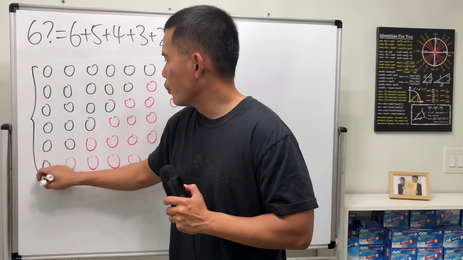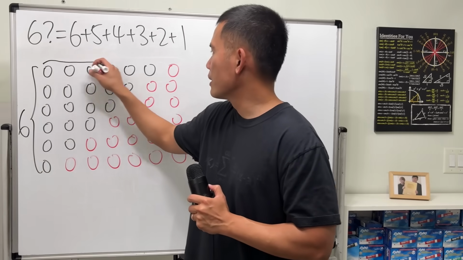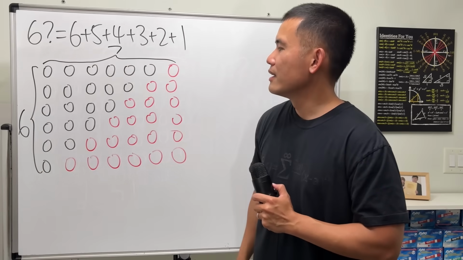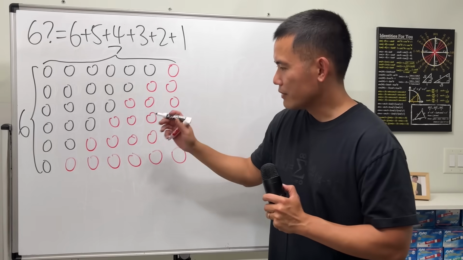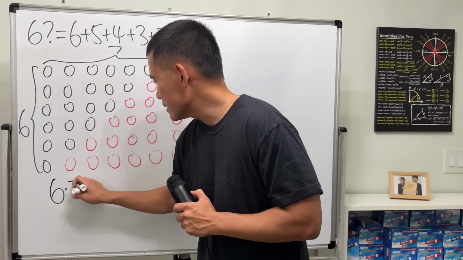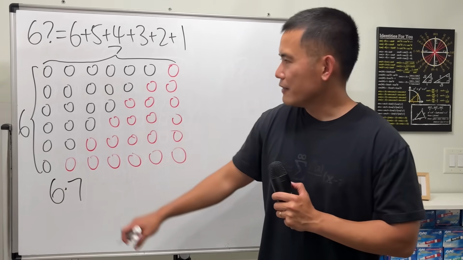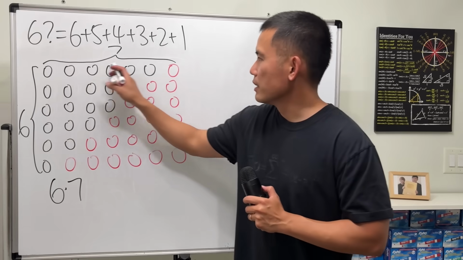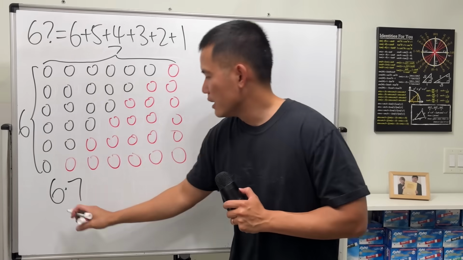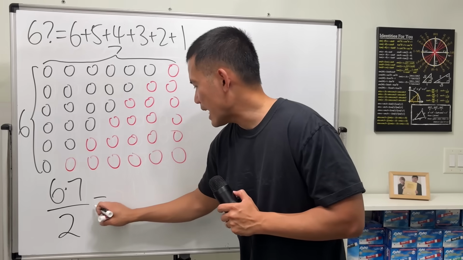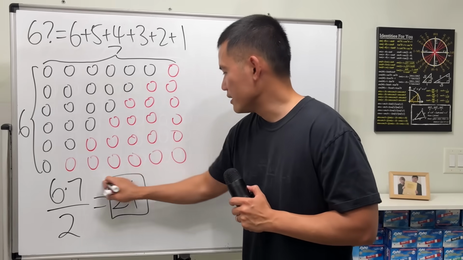Have a look. Isn't it so much easier to count how many circles do we have altogether? Right here, we have 6 of them, and then right here, we have 7. So altogether, we have a total of 6 times 7. But in fact, we just want half of it, right? Because this is what we're trying to find. So we will divide it by 2. And that is a quick way of getting the 21.